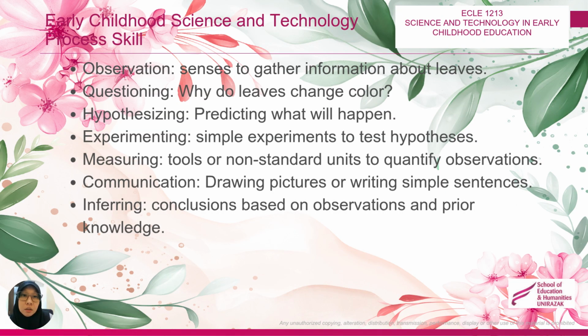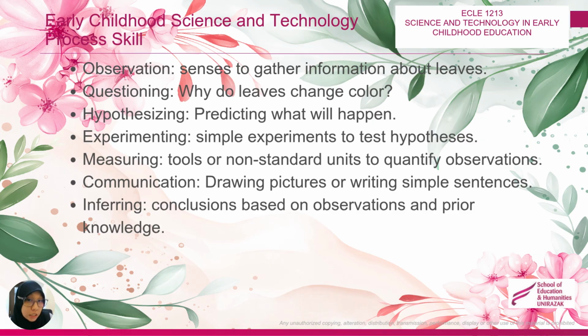The process skills are basically skills that help children learn how they want to learn about the world around them. The first way is by observation. Children will use their senses to gather information. When we talk about senses, it's by looking at their sight, smell, hearing. For example, children may observe a leaf and notice that the color of the leaf changes or the shape of the leaf changes. They are using their visual senses to observe.